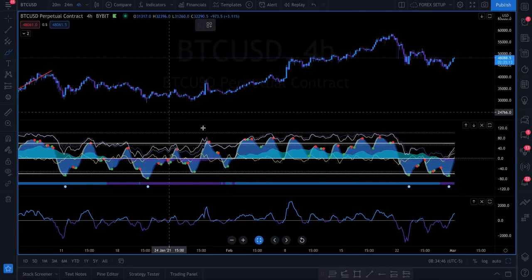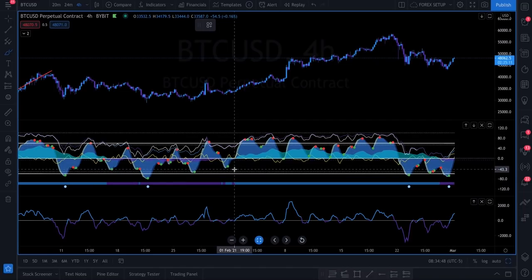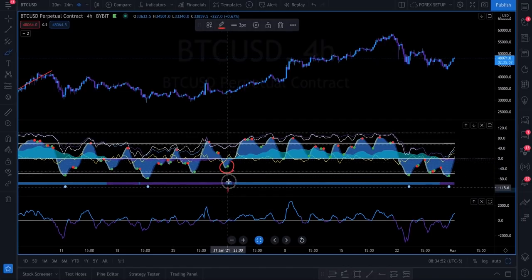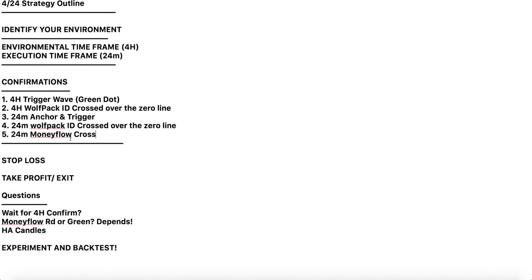So if we see a 4-hour trigger wave right here where the money flow index is in the green. Okay? It's in the green. It's just crossed over into the green. This is our first confirmation. Our second confirmation is that the 4-hour Wolfpack ID has crossed over the 0 line and has changed color.